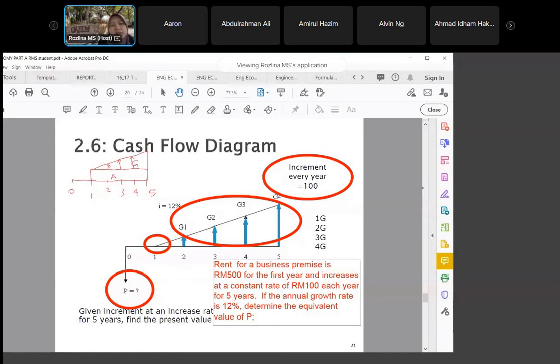Okay, this one is A, and this one is G. So A must start at 1. The sentence says 500 for the first year and increases, so increases means G. Constantly: increases here means a constant rate.